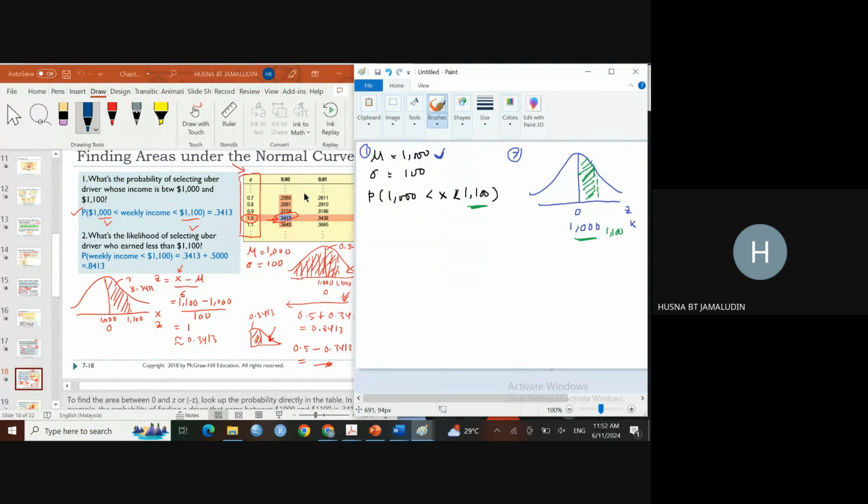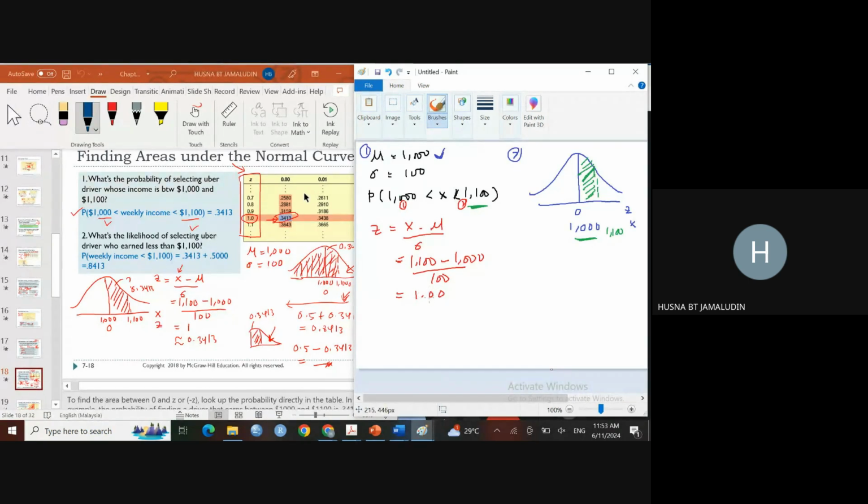Okay, so how to find this probability? Remember, you're going to use the formula of z equals x minus mu over sigma. So what is this x? This is your first x, this is your second x. You already know for the first x that z equals 0, so no need to compute for the first x because it is the mean. But now you have to find the second x. The second x is 1100. So you take 1100 minus mu. What is the mu? 1000, over 100. So what do you get? When you do this working, you will get the value equals 1 or 1.00.